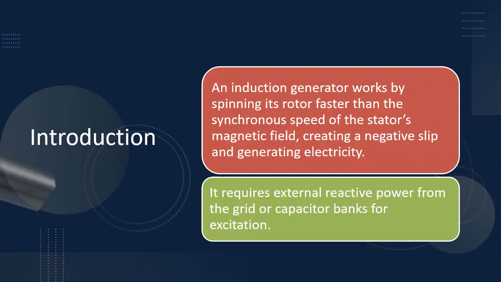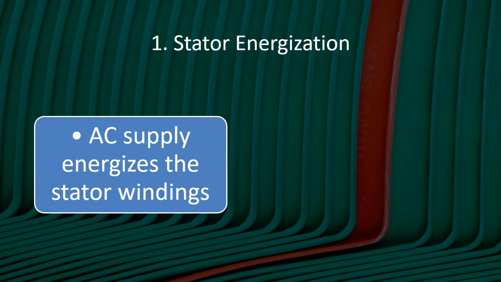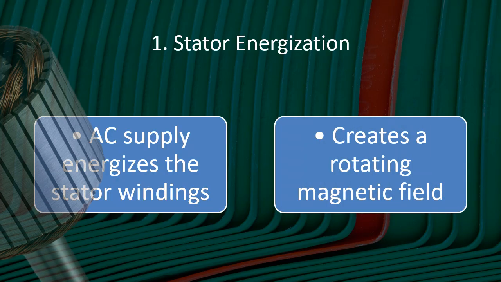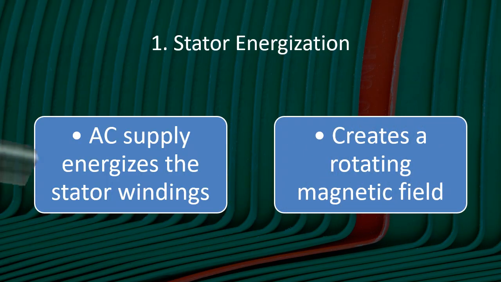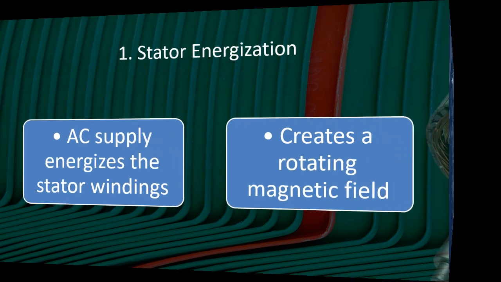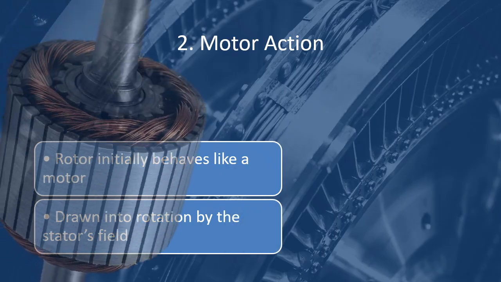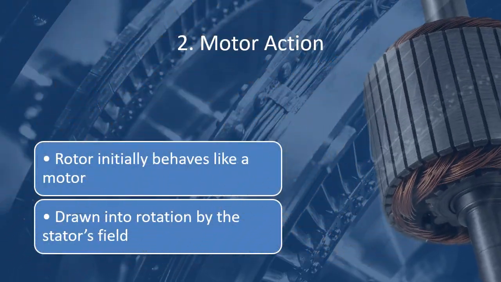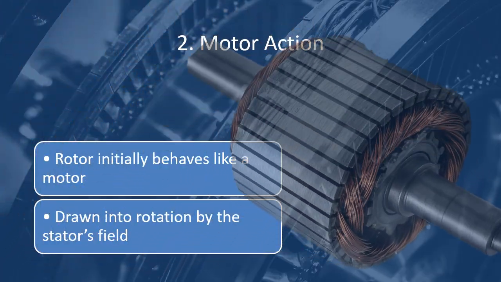Stator energization. The process begins when an AC supply energizes the stator windings. This creates a rotating magnetic field inside the stator, which is essential for initiating motor and generator action. Motor action. Initially, the rotor behaves like a motor. It is pulled into motion by the rotating magnetic field of the stator. At this stage, the machine consumes a small amount of power.